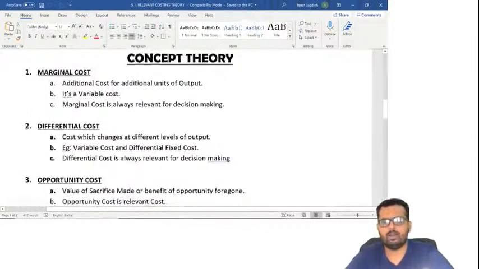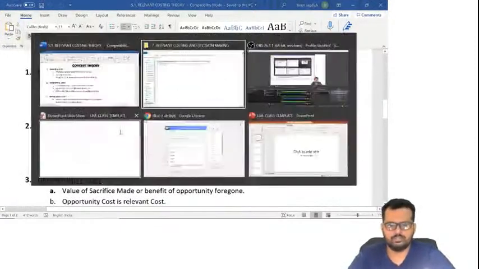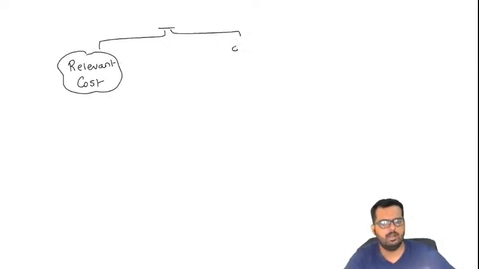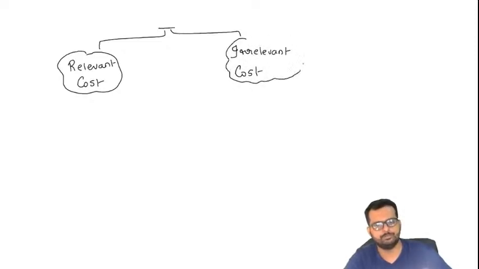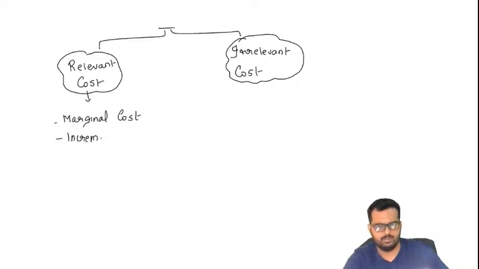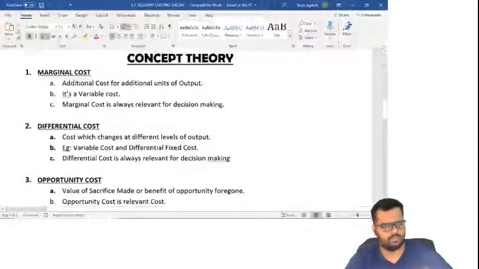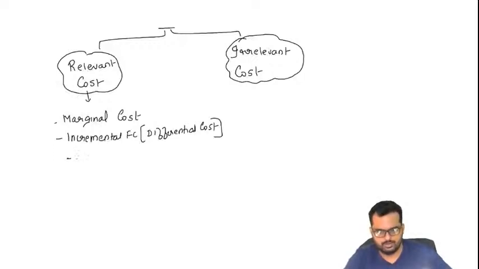Now we just go through the theory part. Marginal cost, differential cost, etc. Maybe I'll add one more theory. There are mainly two types of costs which you have understood by now. First one is called the relevant cost, and the second one is called what? Irrelevant cost. The following costs are relevant. First one is marginal cost. Incremental fixed cost. This is actually called differential cost. That is the terminology that we use over here. Opportunity cost is relevant.